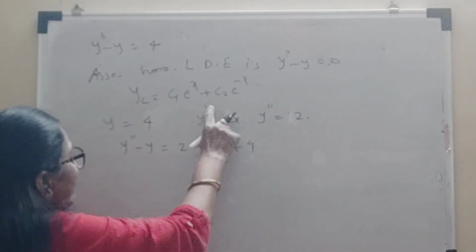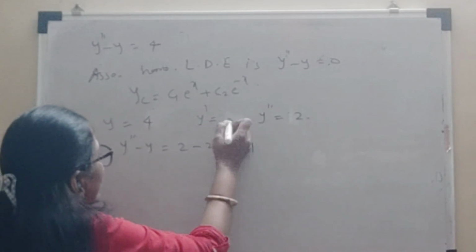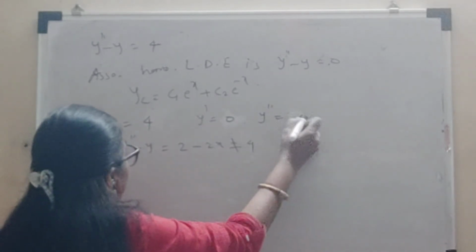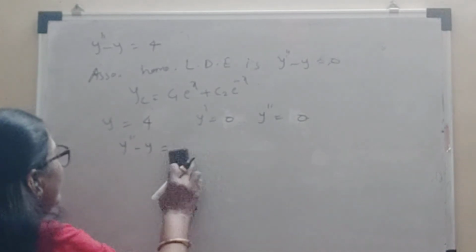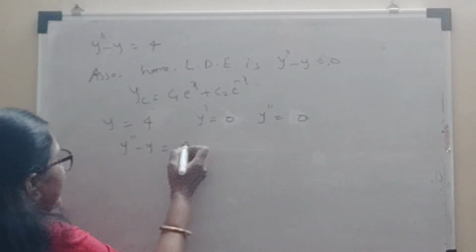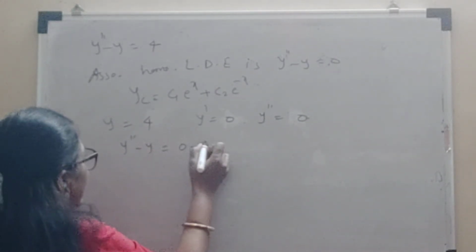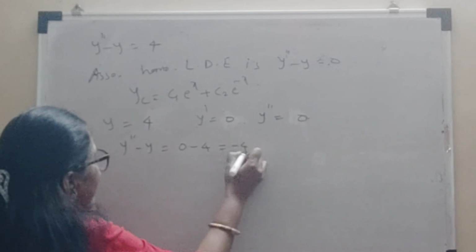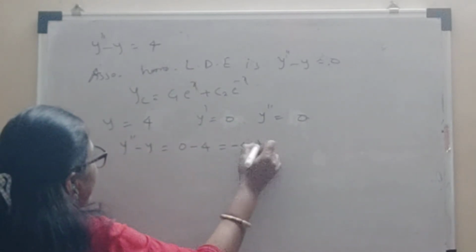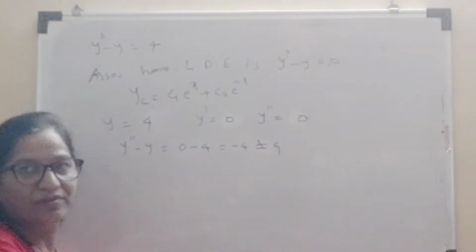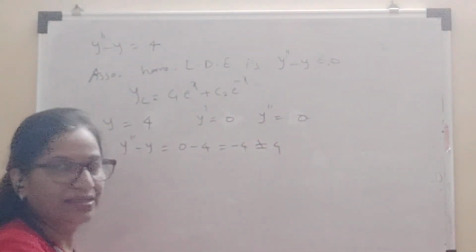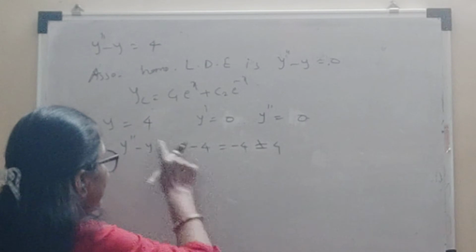What happens? y dash is equal to 0, y double dash is also 0. So therefore y double prime minus y is equal to 0 minus 4, and that is equal to minus 4. But over here the RHS is 4. So they are not equal. Okay. So we just need a change in the sign.